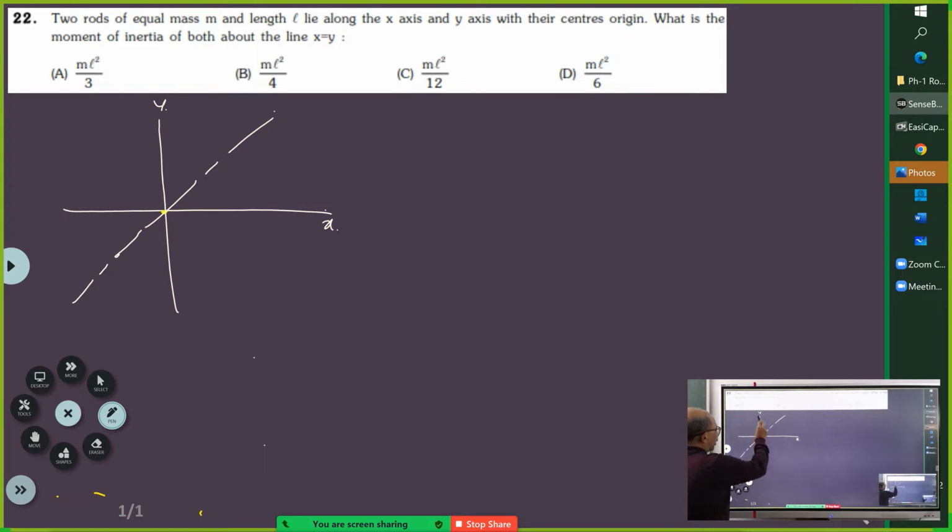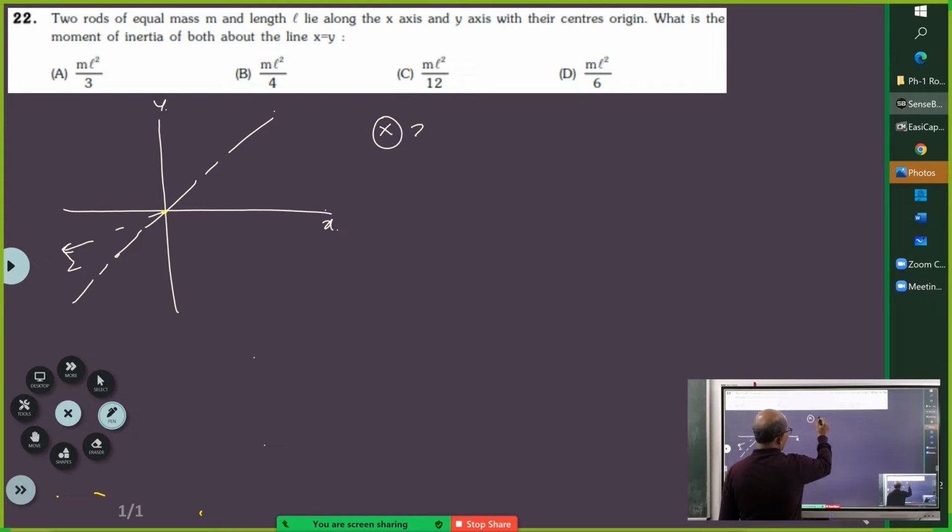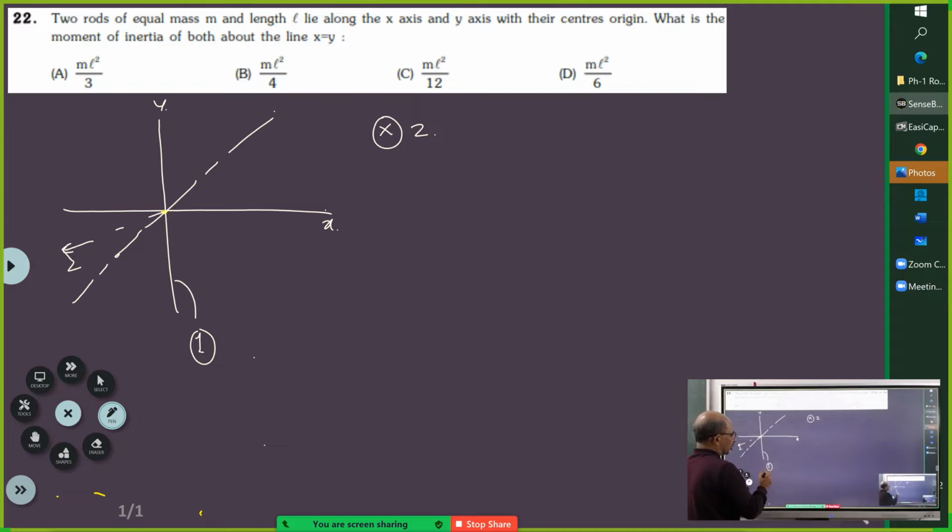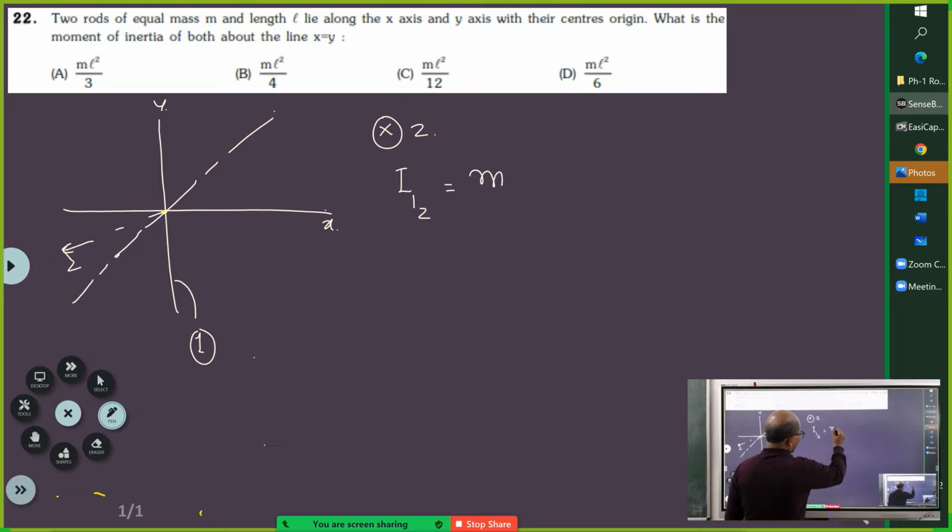Now, see, this is xy and you have got the z axis here, correct? The z axis will be perpendicular to this board, correct? So the z axis is perpendicular to the board. Now the moment of inertia of rod 1 about the center along the z axis: I1 along the z axis is what? ML square by 12, correct?